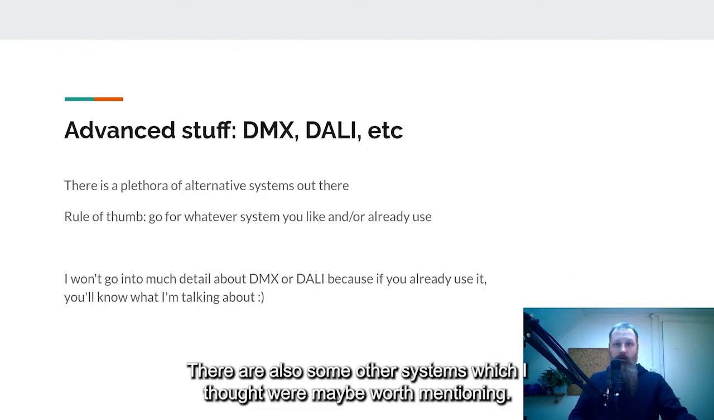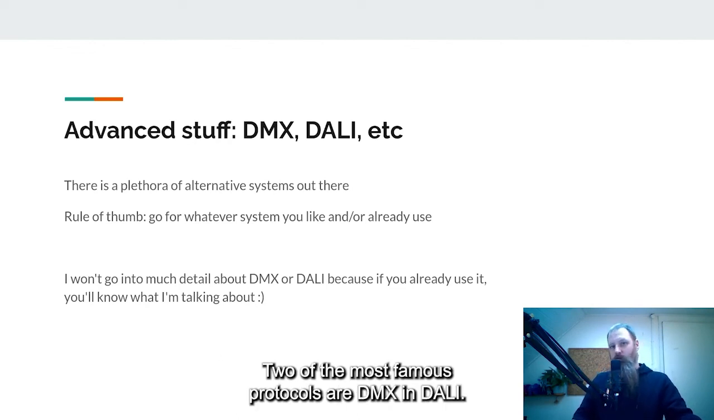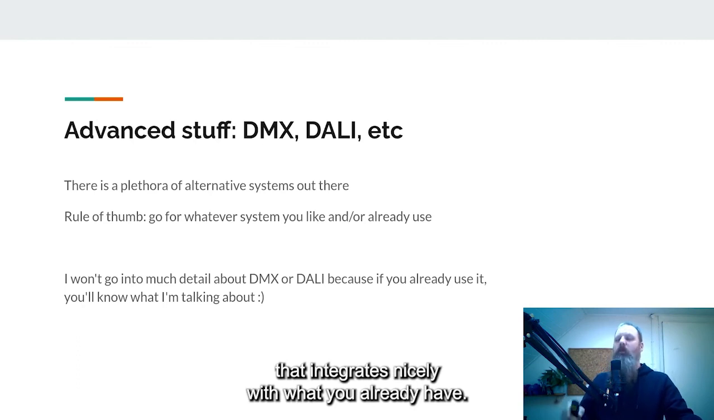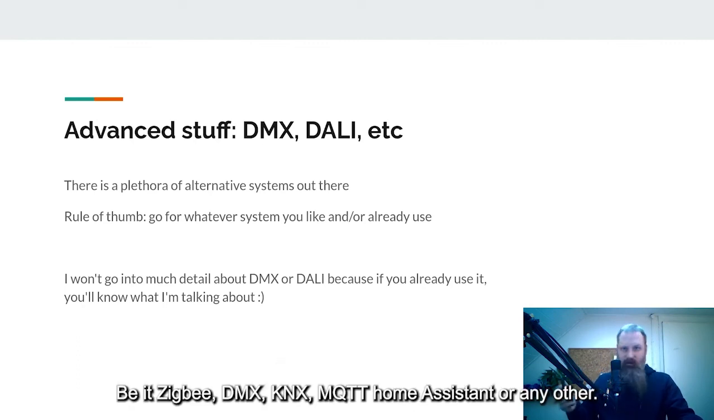There are also some other systems which I thought were maybe worth mentioning. Two of the most famous protocols are DMX and DALI. My big recommendation, however, is that you search for a system that integrates nicely with what you already have, be it Zigbee, DMX, KNX, MQTT, Home Assistant, or any other.